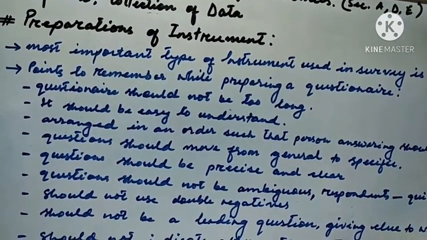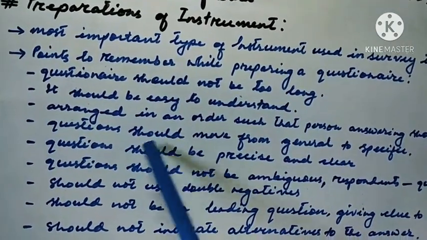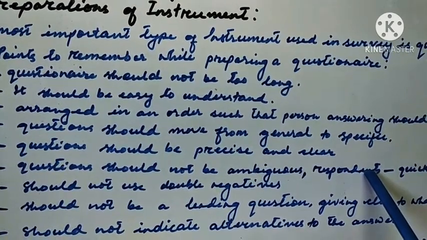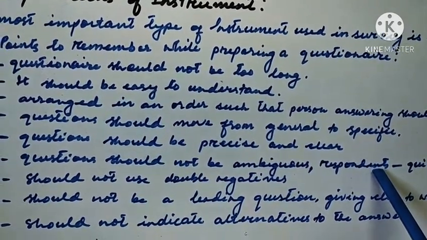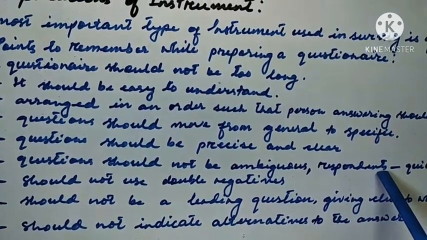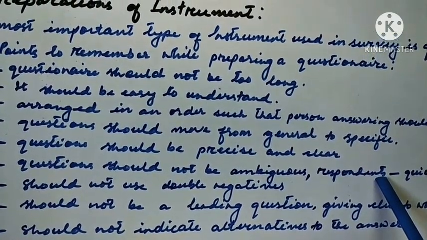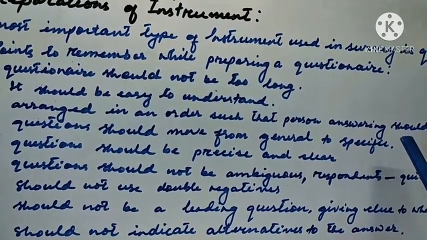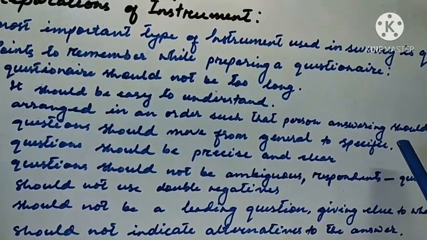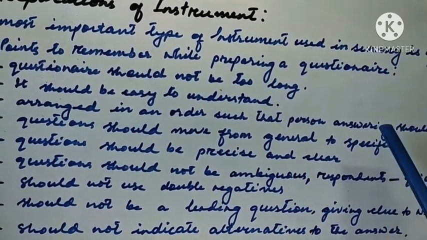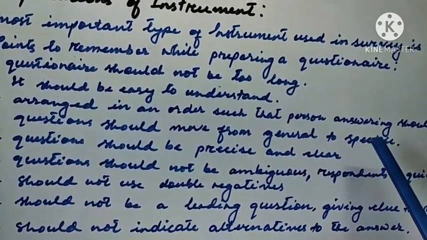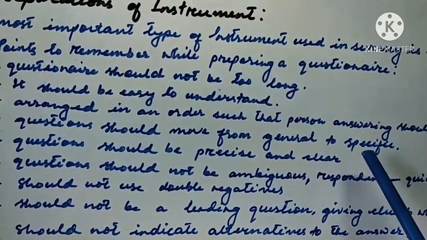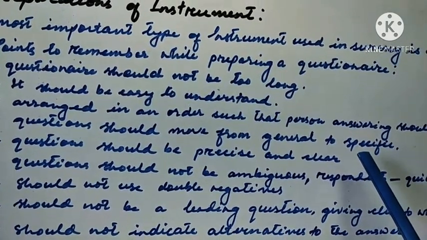The next point is, questions should be precise and clear. It should be very precise and clear. For example, what percentage of your income do you spend on clothing in order to look presentable? That is a poor question. Instead of that, we can directly ask, what percentage of your income do you spend on clothing? So that is a direct, precise, and clear question.